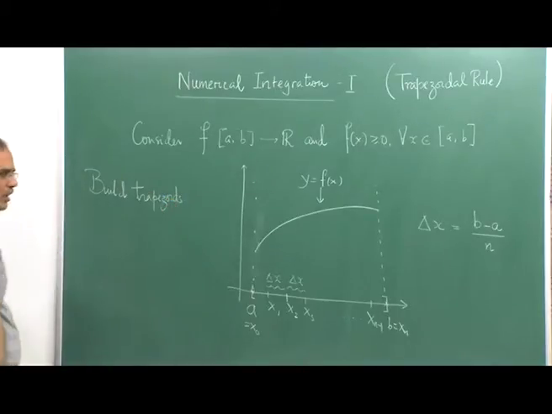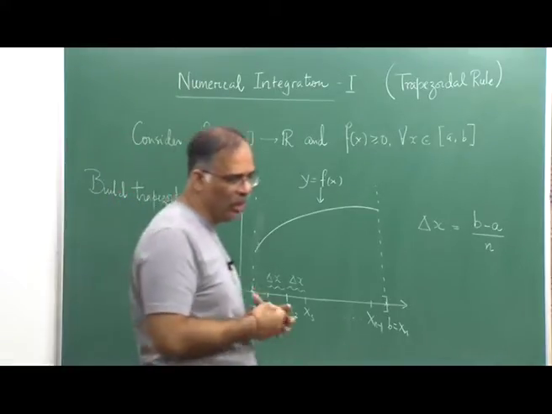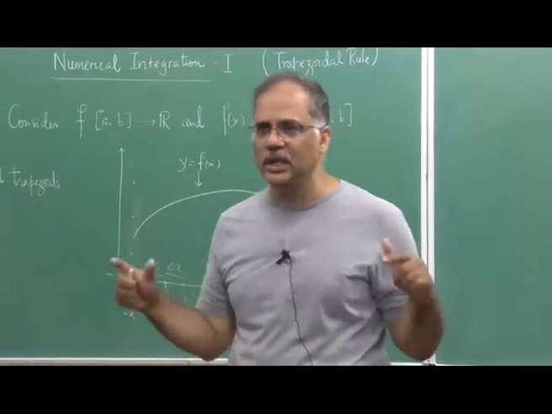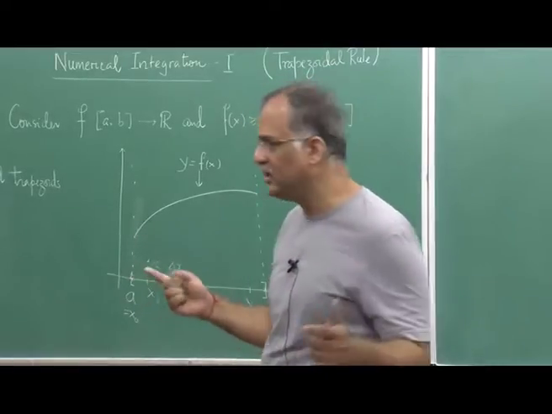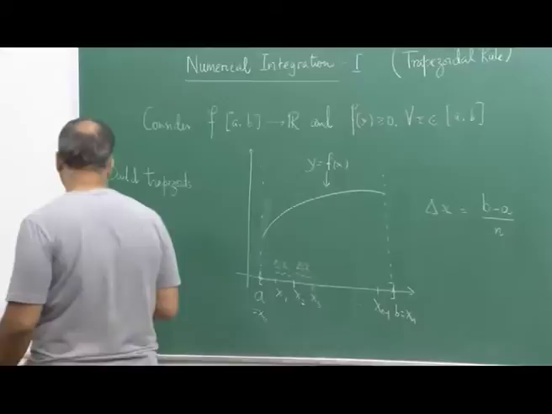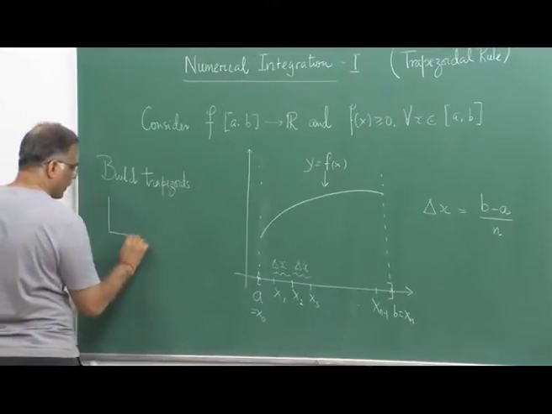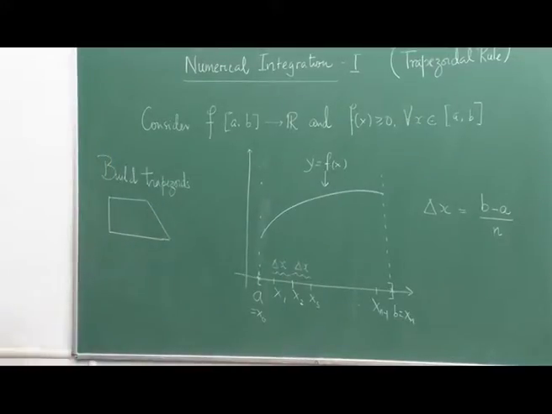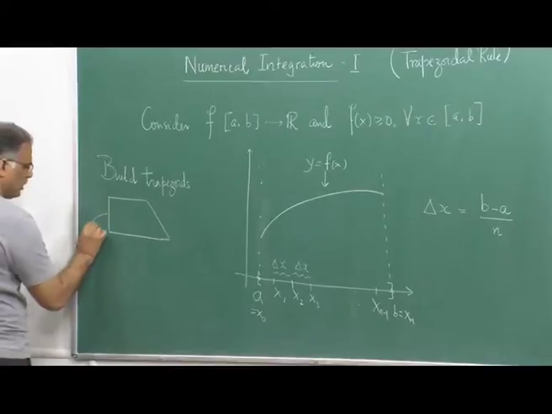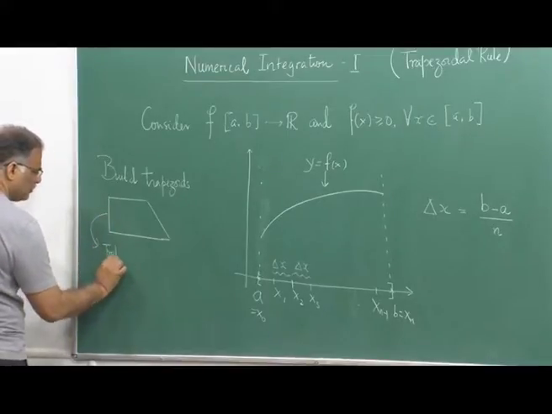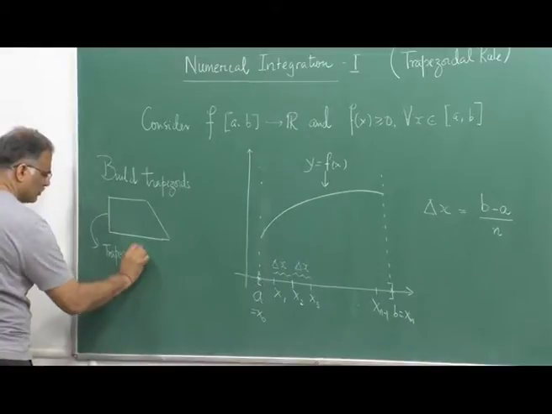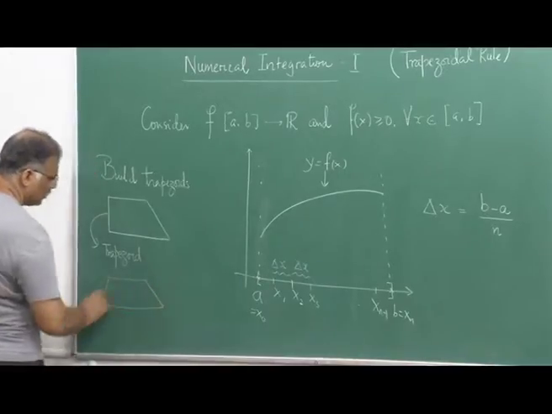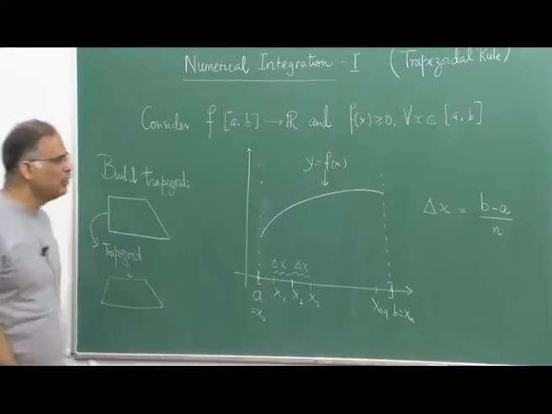So, trapezoids, if you want to recall, are quadrilaterals whose two sides are parallel, while the other two sides need not be parallel. So, every parallelogram is a trapezoid, but every trapezoid need not be a parallelogram. For example, this is a trapezoid, but not a parallelogram. This is an example of a trapezoid. Okay, these are trapezoids. So, let us see what we do here.